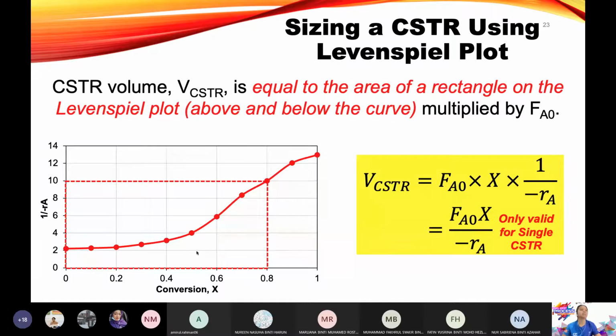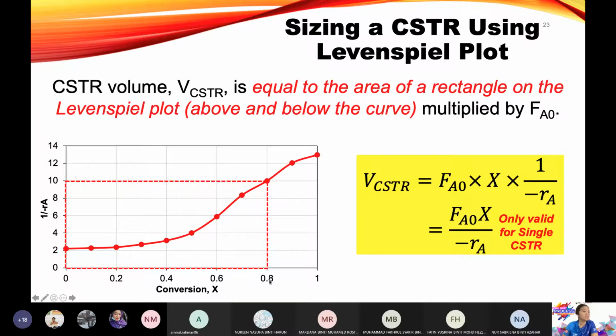Okay, what do I mean by that? If you remember, formula untuk cari CSTR volume, again for one CSTR, meaning this is only if you are talking about using one CSTR to achieve your reaction. Bila dah guna lebih daripada satu CSTR, formula ni dah akan berubah sedikit. So you have to understand that part. When you are using one single CSTR, I taught you the volume is equal to FA0 multiply with X multiply with 1 per minus RA. So now you imagine if I use the plot to calculate the volume.